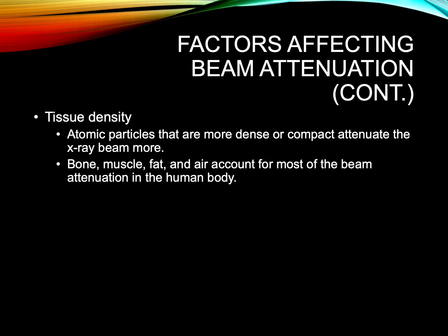There are 4 substances that account for most of the beam attenuation in the human body: bone, muscle, fat, and air. Bone attenuates the X-ray beam more than muscle. Muscle attenuates the X-ray beam more than fat. Fat attenuates the X-ray beam more than air. And the atomic number of the anatomic part and its tissue density affect X-ray beam attenuation.